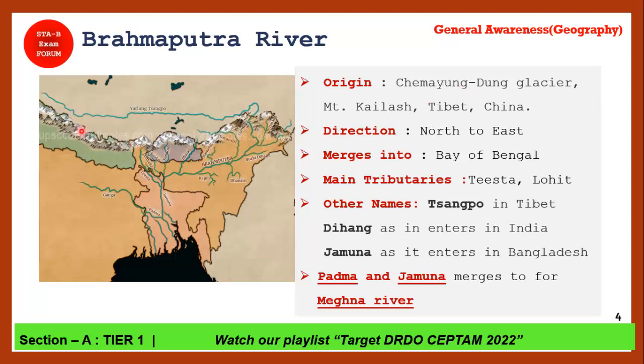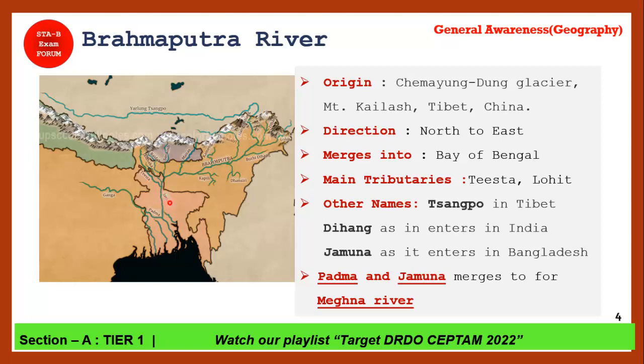The other important thing is that in Tibet it is known as Yarlung Tsangpo, okay. So up to here it is known as Tsangpo, but when it enters into India it is known as Dihang. Just note it down, students, this is very important. When Brahmaputra enters into India it is known as Dihang or Siang, okay. And when it enters into Bangladesh it is known as Jamuna.